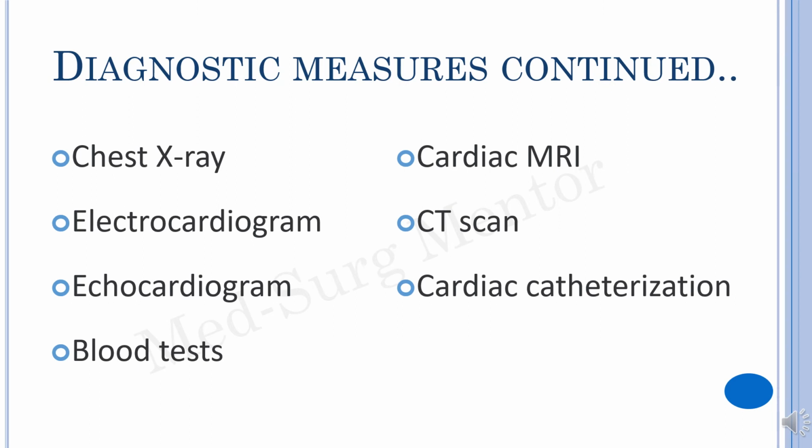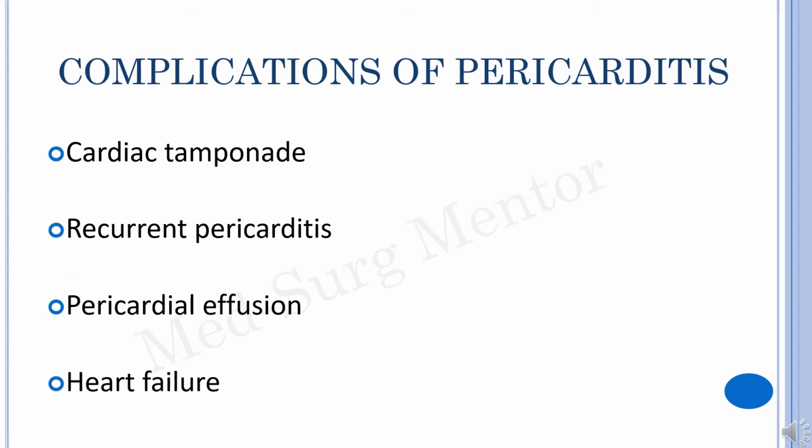Other common diagnostic measures are chest X-ray, electrocardiogram, echocardiogram, blood test, cardiac MRI, CT scan, and cardiac catheterization. Common complications of pericarditis are cardiac tamponade, recurrent pericarditis, pericardial effusion, and heart failure.